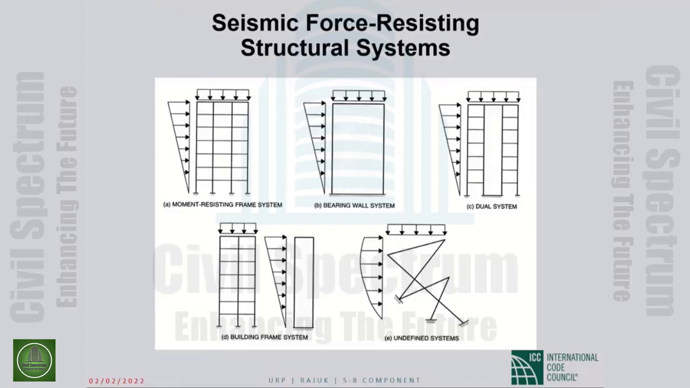This is the so-called backup frame concept that has been with us since San Fernando. If something should happen to the shear walls, the frame should still be standing up, carrying gravity loads for us. Okay, so the dual system, the frames and the shear walls must be designed to carry their share of gravity loads and lateral loads, and in addition, the frames must be designed to resist at least 1/4 of the design lateral forces.